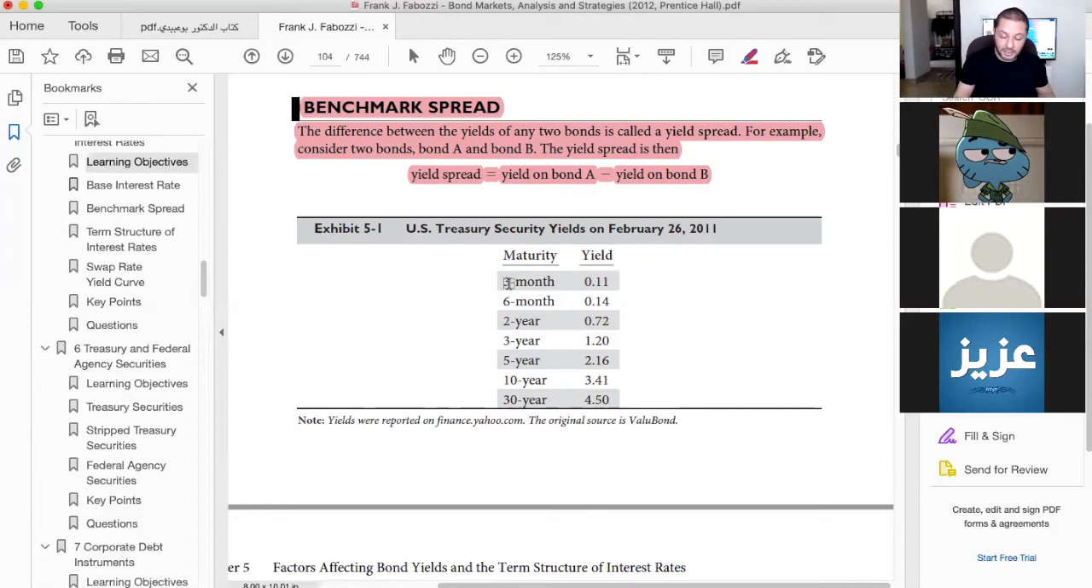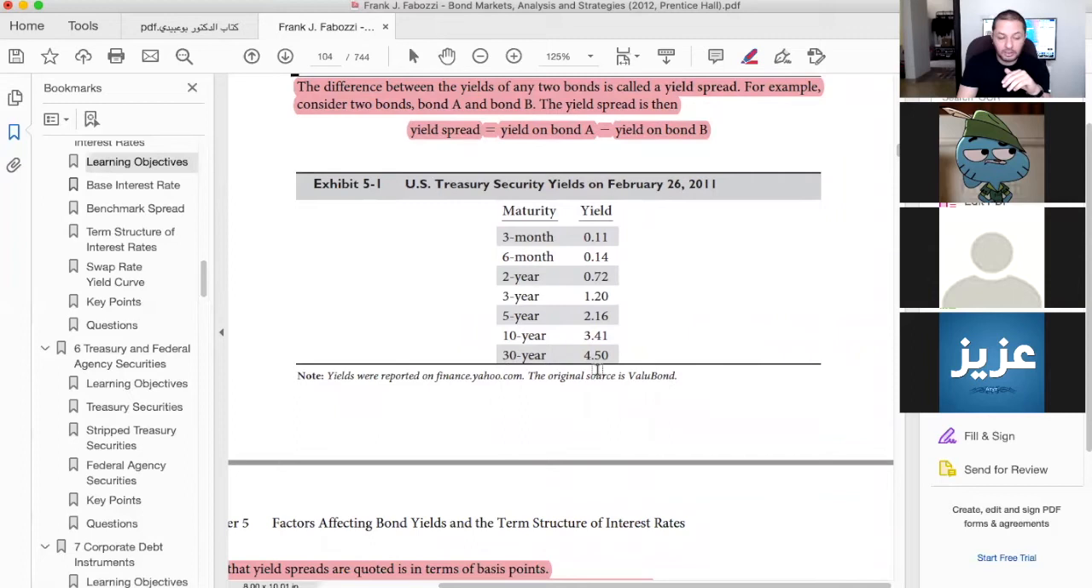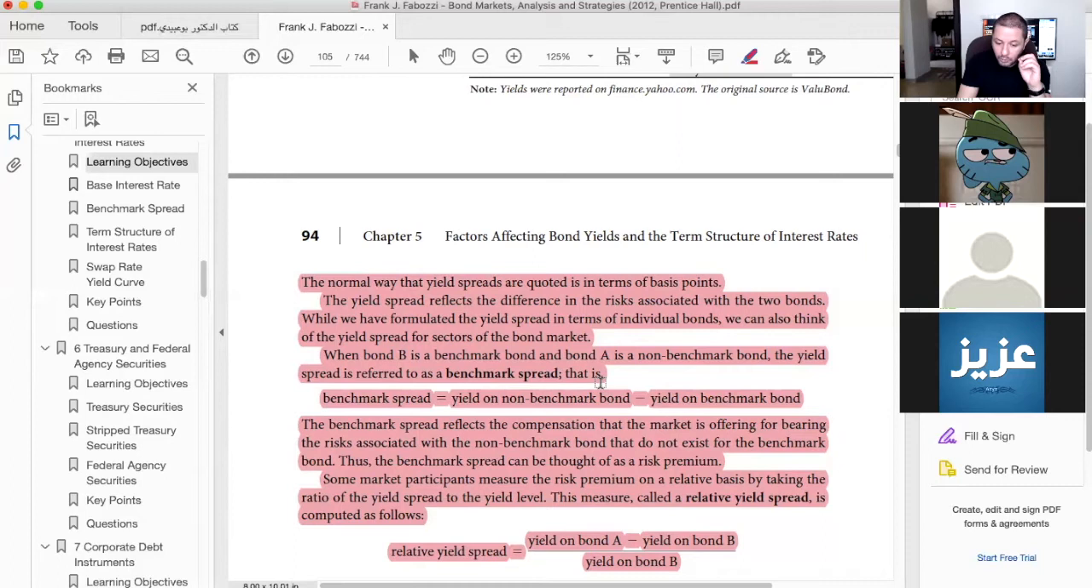Such data is easily observable on the internet. You can go to yahoofinance.com. You can go to the Treasury or the Federal Reserve site, and you will find all these yields. The yields range from 0.11% for a treasury bill of 3 months up to 4.50% for a treasury bond of 30 years of maturity. The normal way that yield spreads are quoted is in terms of basis points, right?